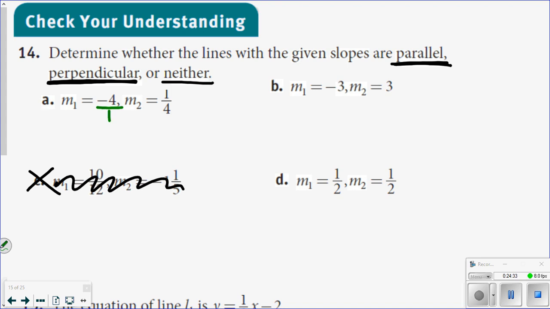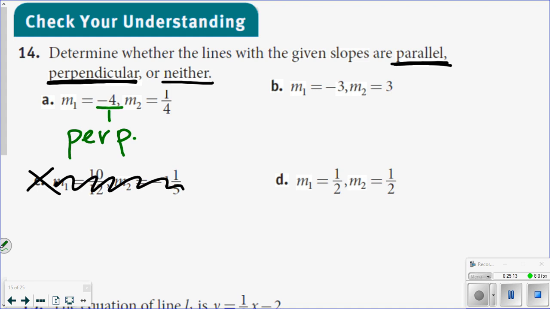So for letter A, if I make the first one a fraction by putting a 1 underneath that negative 4, first of all, are they parallel? Are they exactly the same? Negative 4 and 1/4. No, they're not exactly the same. So perpendicular, are they opposite signs? Yes, the first one's negative, the second one's positive. Perfect. Are they flipped? Yes. So this is perpendicular.